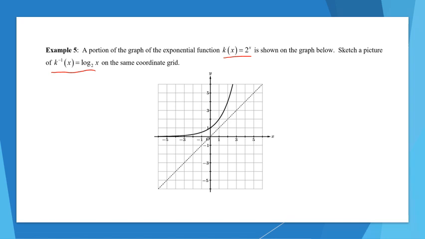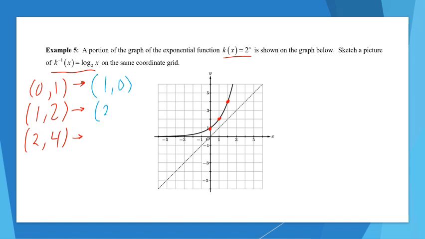So here what we want to do first is find a few key points. We see (0, 1), (1, 2), and (2, 4) are nice integer points. So let's write those down: (0, 1), (1, 2), (2, 4). I want to find all three of these on the inverse. To do that, we just flip the x and y coordinates.